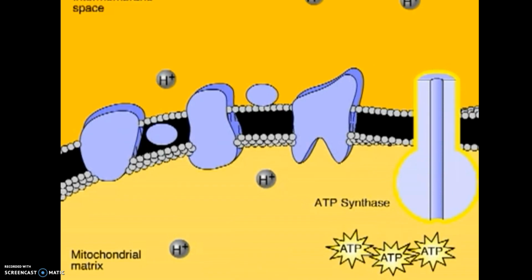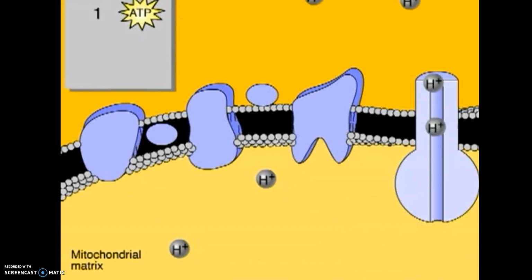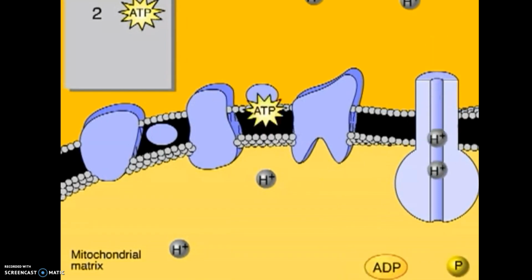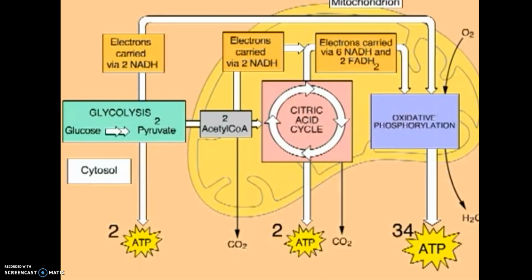Under normal conditions, almost all the ATP produced in the process of cellular respiration is manufactured by electron transport and oxidative phosphorylation, about 34 ATPs for every glucose consumed. This illustration summarizes cellular respiration.